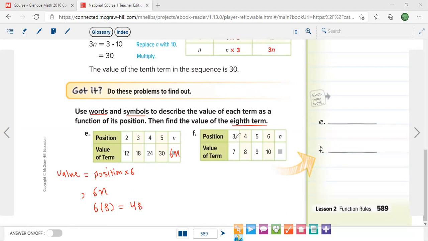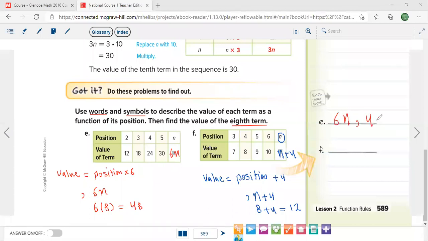Now in problem F, how come from 3 we can get 7, from 4 we can get 8, from 5 we get 9, from 6 we get 10? Of course, we are adding 4, so value equals position plus 4, means if the position is n, this will be n plus 4. And now we need the 8th term, so replace the n by 8, so 8 plus 4 will give us 12. So here we are going to say this is 6n, 48. And here we are going to say n plus 4, 12.